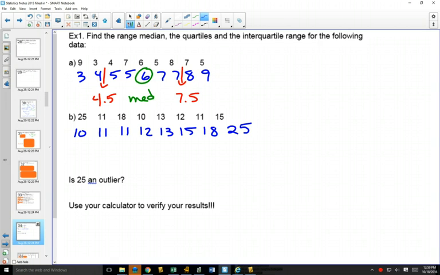Again, if we take that second bit of data, now we have an even number. We have 8 data pieces, so your median will be 12.5. And that splits your data into 2. We have 4 below that, so quartile 1 will equal 11. And quartile 3, halfway between 15 and 18, will be 16.5.